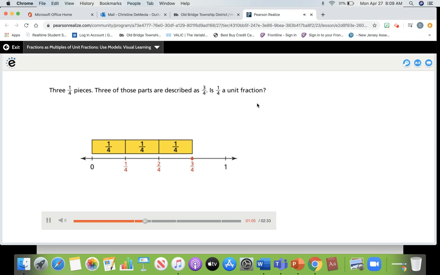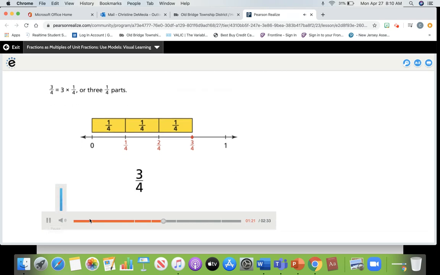Is 1/4 a unit fraction? Check to see if the numerator of the fraction is 1. So let's think about this. Is 1/4 a unit fraction? Is the numerator a 1? Well, yeah, it is 1, so it's 1 piece, so that means that 1/4 is a unit fraction. Yes. How can you write 3/4 as the product of a whole number and a unit fraction? 3/4 equals 3 times 1/4, or 3 1/4 parts.